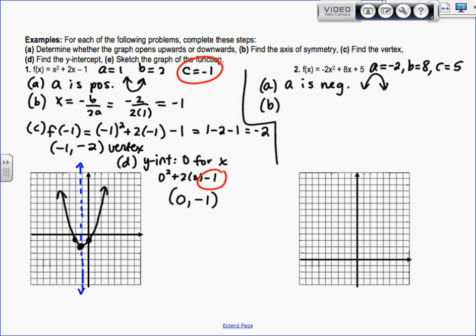All right, B. I want to find the axis of symmetry, so I do x equals negative b over 2a. So I have negative 8 divided by 2 times negative 2. So negative 8 divided by negative 4. So I get negative 8 divided by negative 4 is 2. Okay, that's telling me my axis of symmetry. So dotted line at x equals 2.